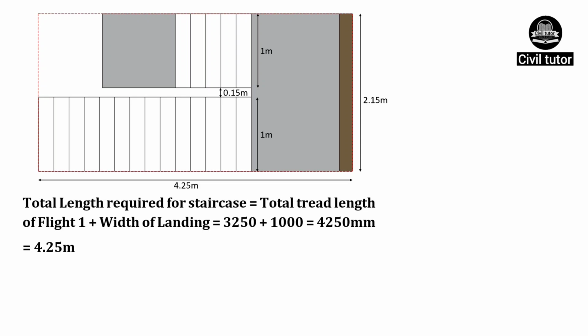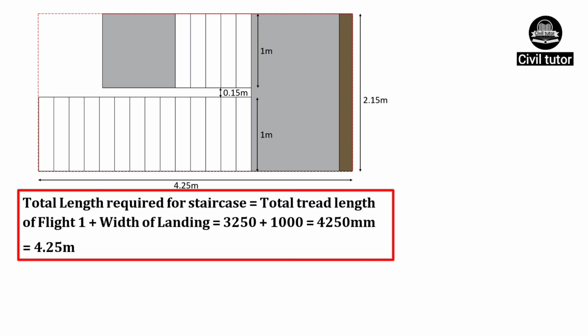Now we need to calculate the total length required for the staircase, which is given by total tread length of flight 1 plus width of landing. Total tread length is already calculated as 3250 mm and width of landing is 1000 mm. On substituting these values, the total length required for this staircase will be equal to 4250 mm or 4.25 meter.